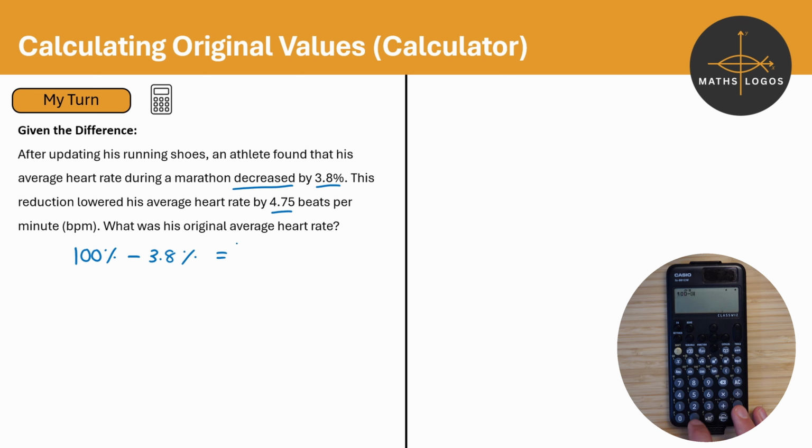So that would be 96.2% relative to the original. And it's asked us for his original average heart rate. So that means we're looking for our 100%. And it's told us that this reduction, the reduction of 3.8%, lowered his average heart rate by 4.75 beats. What that means is that this 3.8% reduction is equivalent to a 4.75 beats per minute reduction.